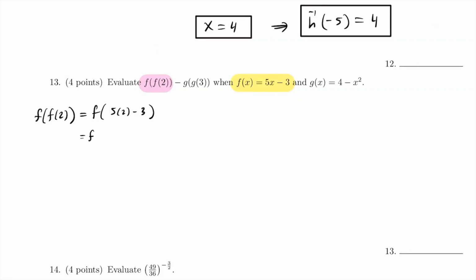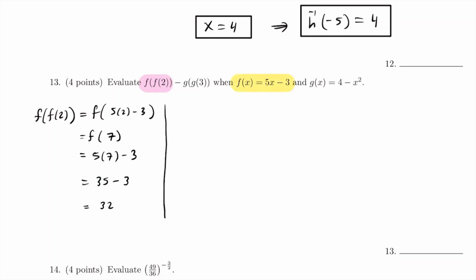And then the outer f is waiting. So you have 5 times 2, that's 10 minus 3. That will be 7. Now that goes back into f. So you're composing f into f. So you're doing 5 times 7 minus 3. And then we figure out this number. So we get 5 times 7. That will give us 35. And then we subtract 3 from it. So that gives us 32. So f of 2 is 32.